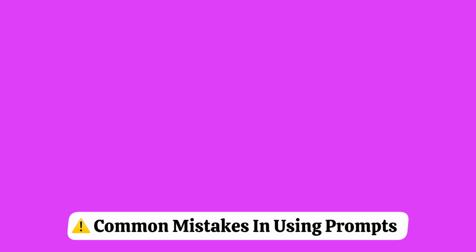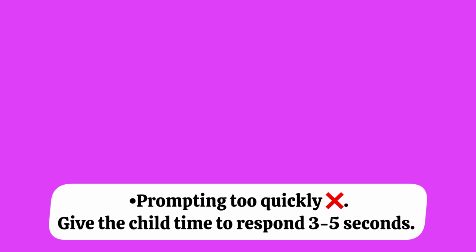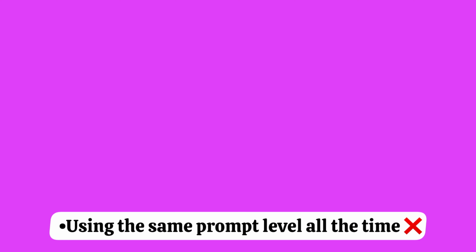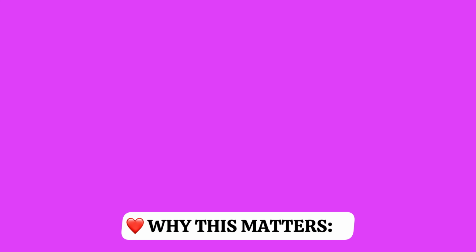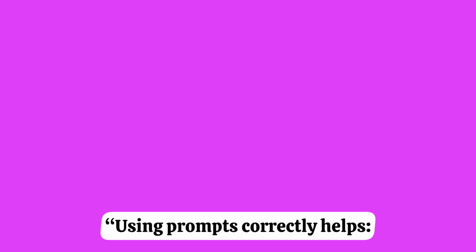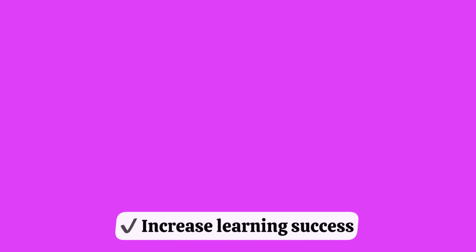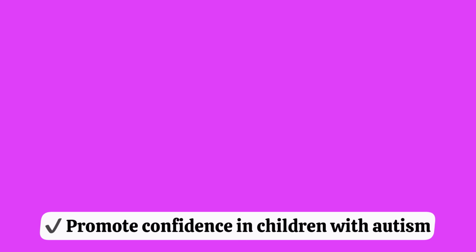Common mistakes in using prompts. Prompting too quickly: give the child time to respond, 3-5 seconds. Not fading prompts: using the same prompt level all the time. Ignoring independent attempts. Why this matters: using prompts correctly helps build independence, reduce frustration, increase learning success, and promote confidence in children with autism.